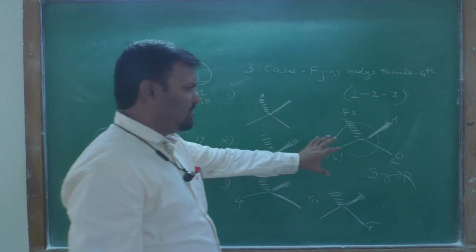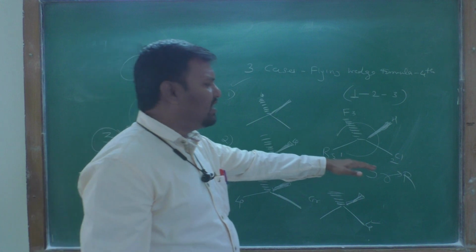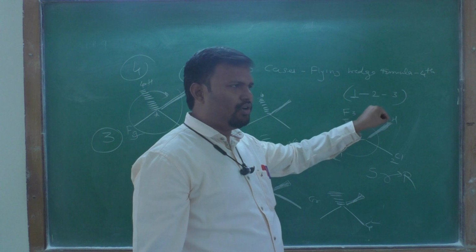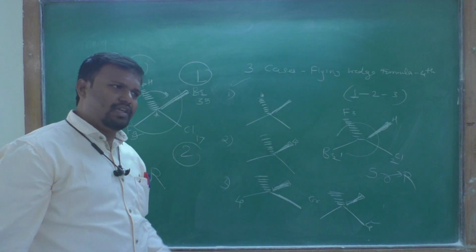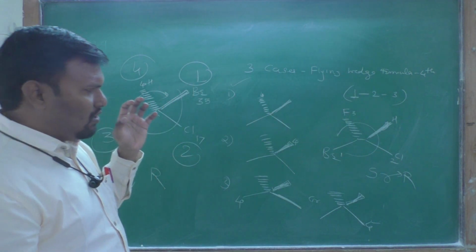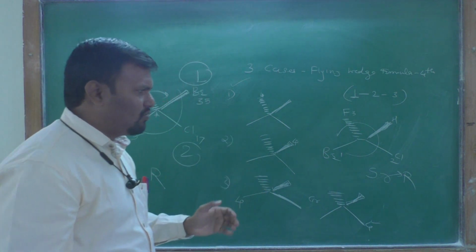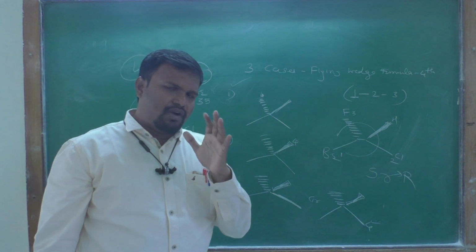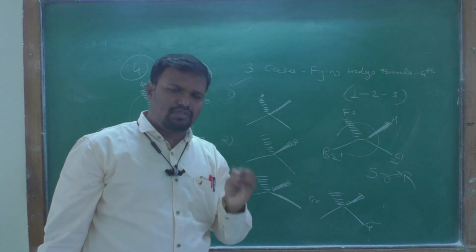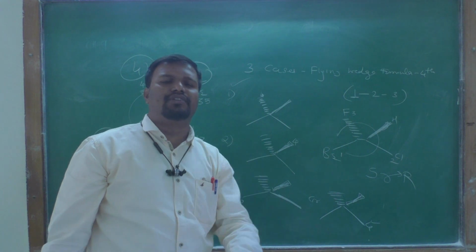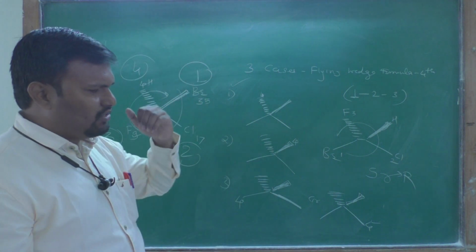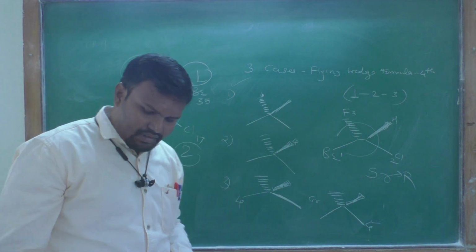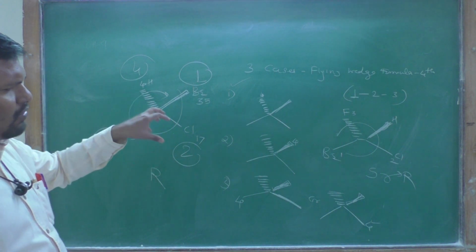S changes to R. In this case your configuration is S changes to R, because your fourth priority group is pointing towards the observer. In such a condition with the flying wedge formula, where your fourth group is pointing towards the observer, you have to change the configuration to the other. If there is an R configuration, it changes to S, and if there is an S configuration, it changes to R. Okay, this is the third way you can represent.